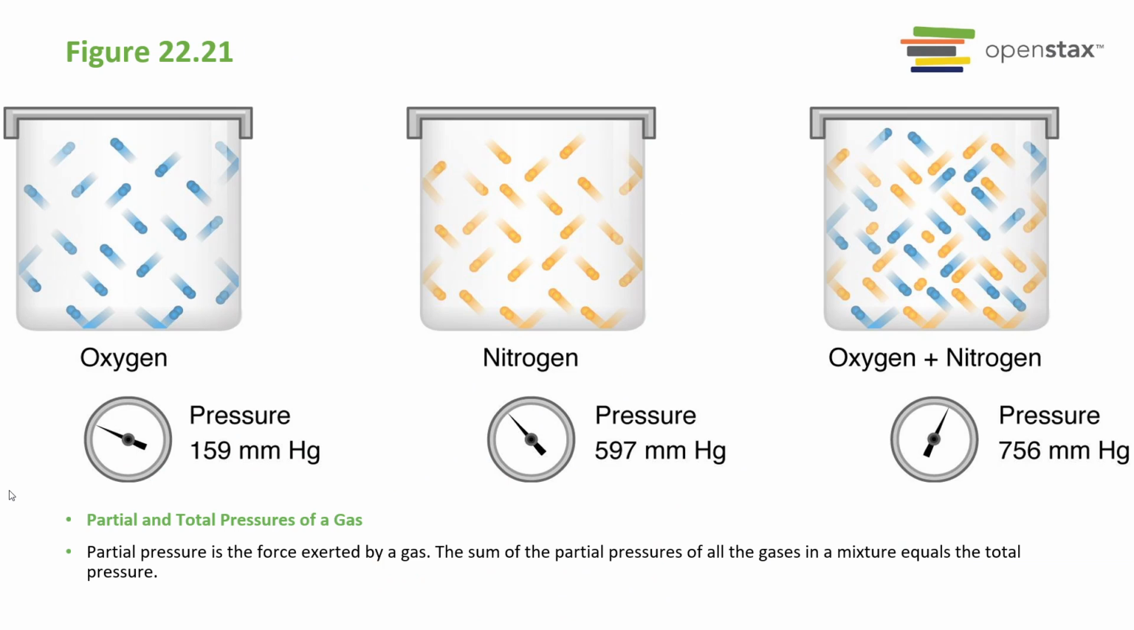This next slide speaks to the partial pressure and the total pressures of gases. So the major gases include oxygen, and we also have a partial pressure of nitrogen as well. And what we're speaking to here is the partial pressure, and that's essentially the force exerted by a gas. And so the sum of the partial pressures of all the gases should equal the total pressure. And so when we're speaking about air, we're speaking primarily about oxygen and nitrogen.